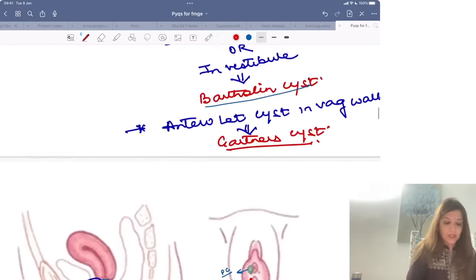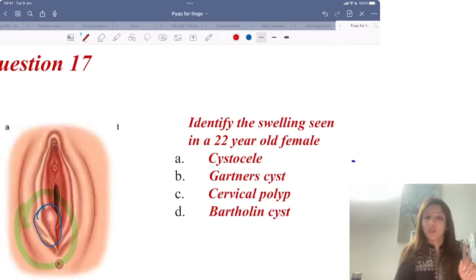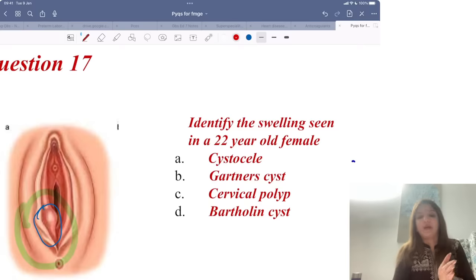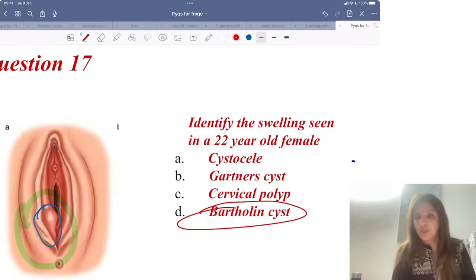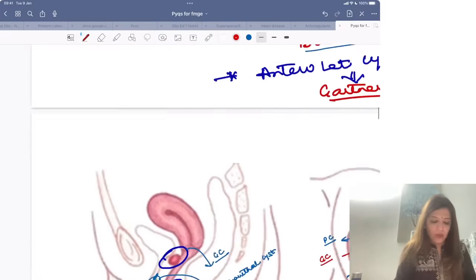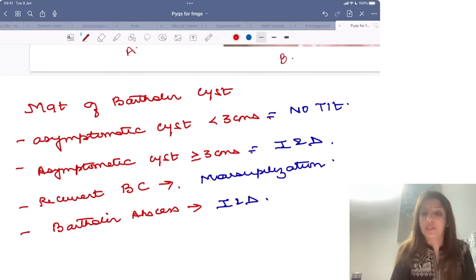So, look over here. ये जो cyst है ये हमें कहाँ मिल रही है in your question? In the question the cyst is happening in the posterolateral side and it is between labia majora and minora. So this is a Bartholin cyst. Clear to all of you? Okay. Now just one quick thing about Bartholin cyst का management.